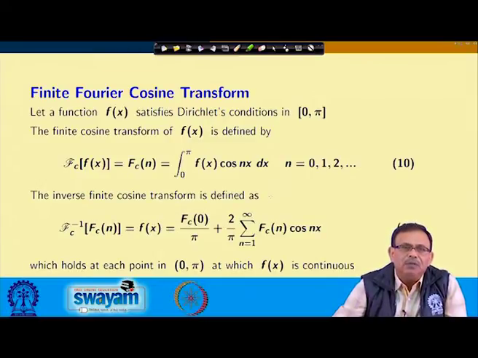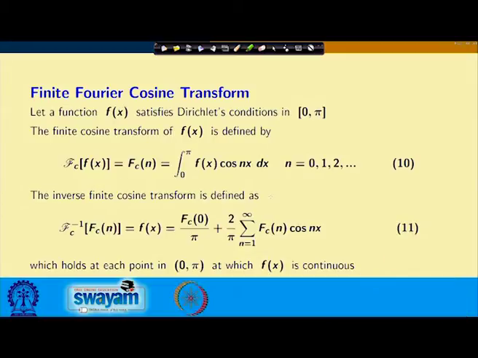And the inverse Fourier cosine transform is defined as f x equals f c 0 by pi. Here it will be f c 0 by pi plus 2 by pi summation n equals 1 to infinity f c n into cos n x, which holds at each point in 0 to pi where f x is continuous. So, f c 0 and f c n came in the same way as we have discussed for the case of Fourier sine transform.